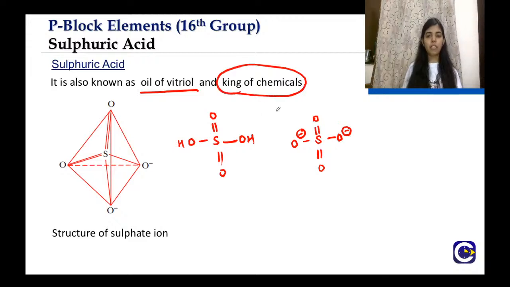Now why it is known as the king of chemicals, basically, right? It is known as the king of chemicals because almost all the chemical substances indirectly or directly require H2SO4 for their formation. Okay.